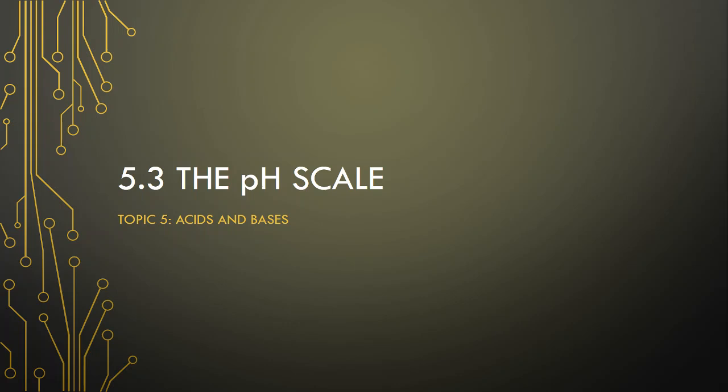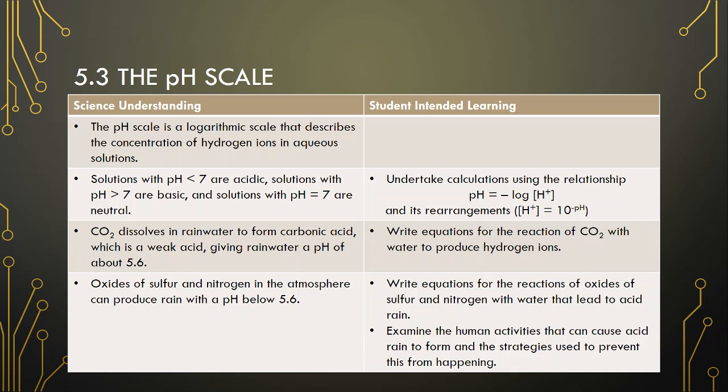Okay, let's continue talking about the pH scale in subtopic number 5.3. In this video, we'd like to talk about this point here: to undertake calculations using the relationship pH equals negative log of the concentration of hydrogen ion or hydronium ion, and its rearrangement, which is the concentration of hydrogen ion equals 10 to the power of negative pH. Let's look at that.